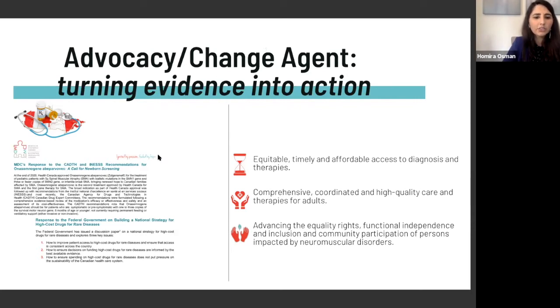What you're seeing here is just 2 screen grabs of our most recent letters to government around a call for newborn screening for a neuromuscular condition called spinal muscular atrophy, highlighting again the importance of early diagnosis. And as I mentioned, a national strategy for high-cost drugs for rare diseases.